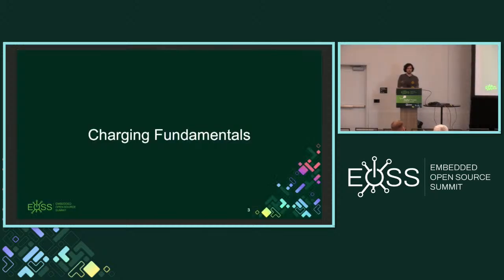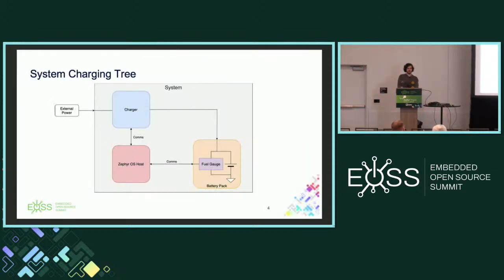So let's get into those charger fundamentals. This is our system in gray, and then our Zephyr host is there in red. And on board the system, there'll be a battery pack shown in yellow. And integrated into that battery pack is the actual battery cell itself, but in parallel to it, there's typically a fuel gauge. And then external to the system is the external power. I just wanted to lay out the nomenclature of this system block diagram first.